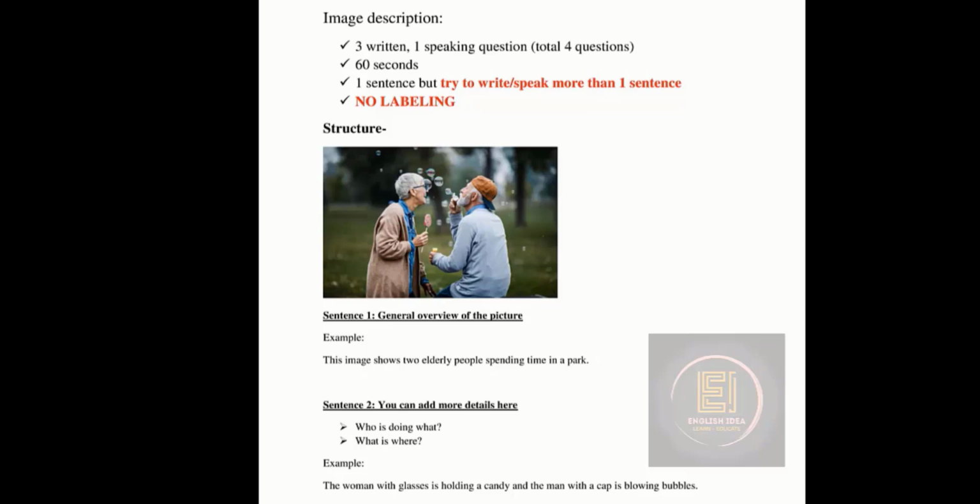Now let's move on to the sentences. The minimum requirement is one sentence. But to get a good score, you should write 2 or more sentences. However, remember that sometimes you can describe an image using one sentence only.